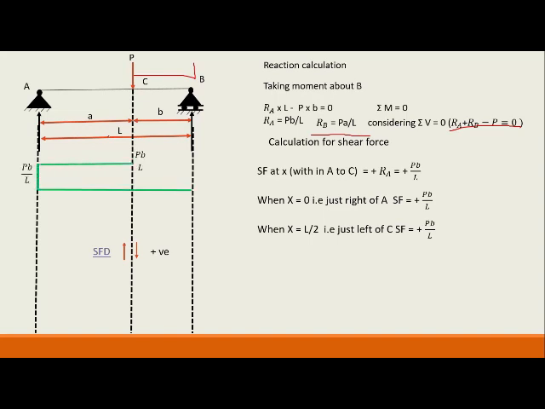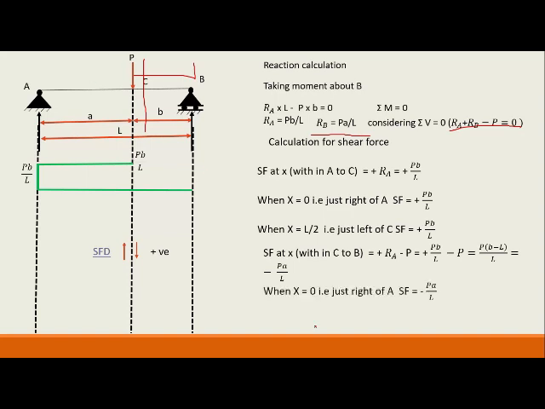It will be a horizontal line, and beyond C it will be RA minus P, because if the section is here, it is RA minus P. At x equals 0 it will be minus PA by L, and at x equals L by 2 it will again be minus PA by L. Putting in the values, since L equals a plus b, b will cancel out, leaving minus a, so it will be minus PA by L. So it will look like this. Put the positive and negative signs as per the sign convention.